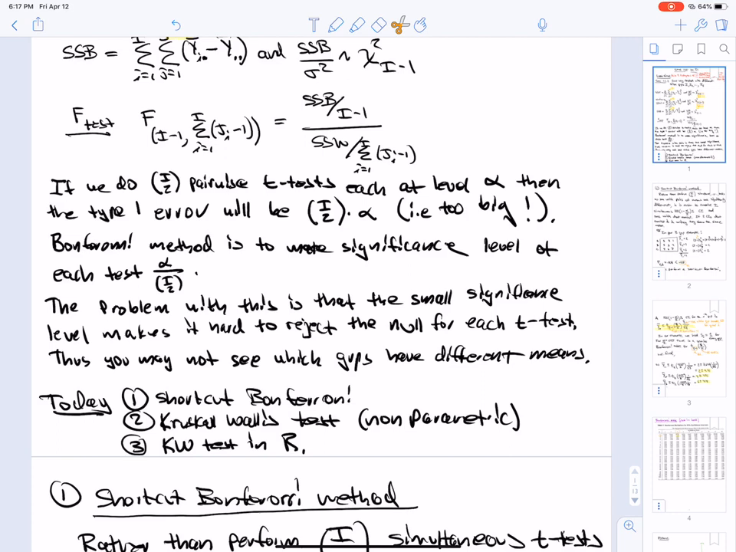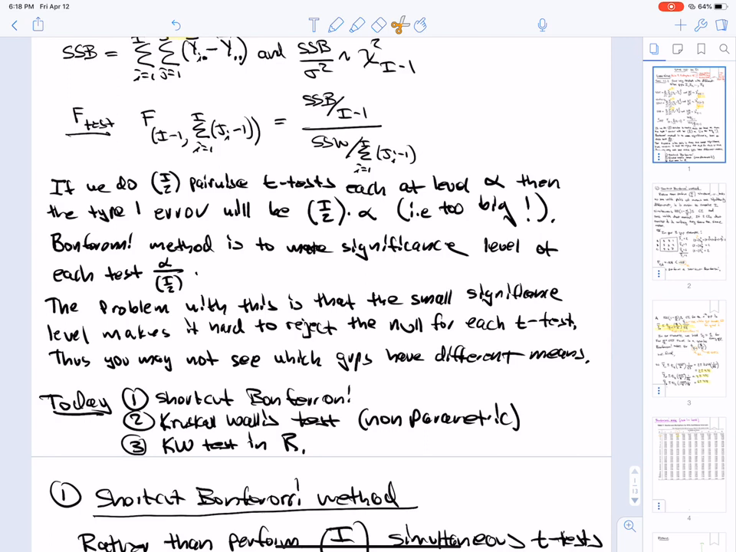However, if you did each of them at level alpha, then having I choose 2 simultaneous t-tests, each at level alpha, would have an overall type 1 error of I choose 2 times alpha, which is way too big. So what we do is we reduce the significance level for each of the tests to alpha over I choose 2.